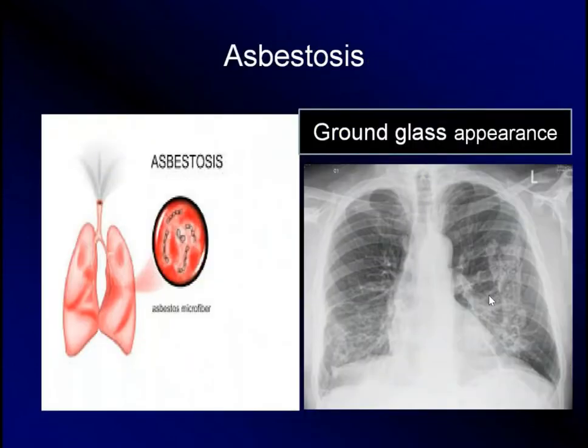On the left side these are the asbestos bodies, and on the right side on X-rays it appears like a ground glass appearance. Okay, so that's about asbestosis.